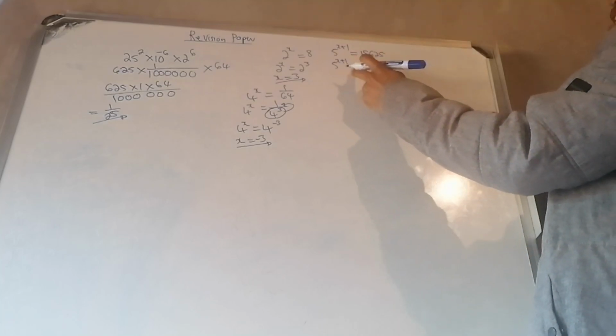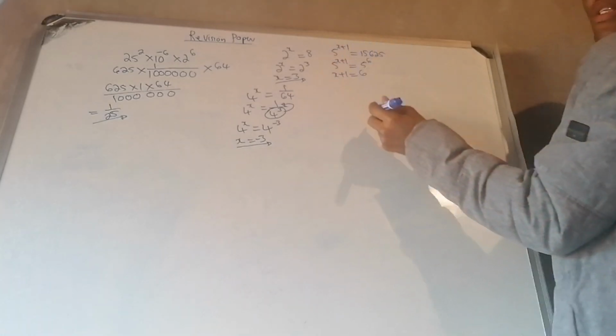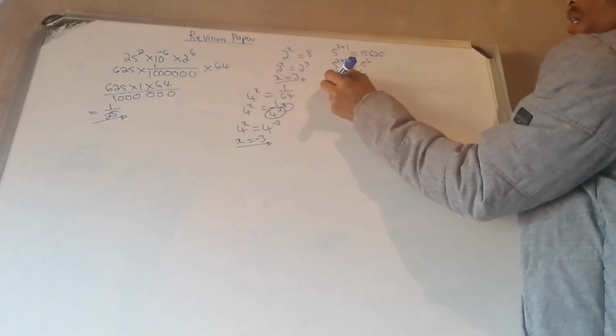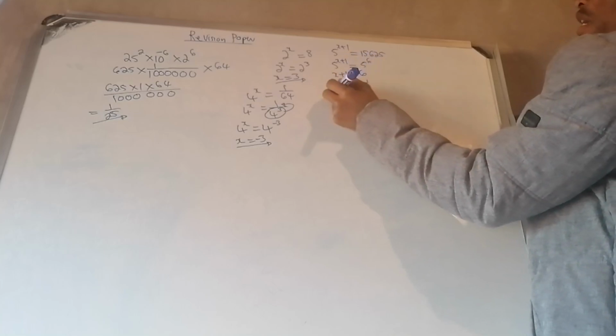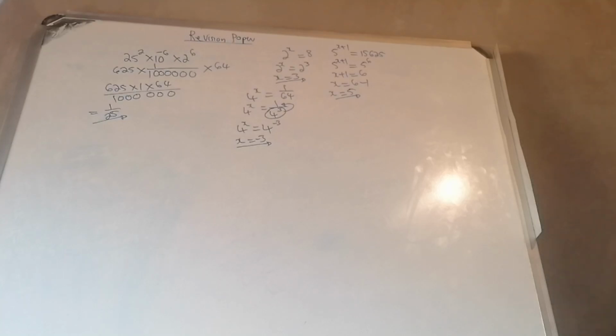When the bases are the same, we equate x plus 1 equals 6. So x equals 6 minus 1. x equals 5. And then you solve for x. You are done.